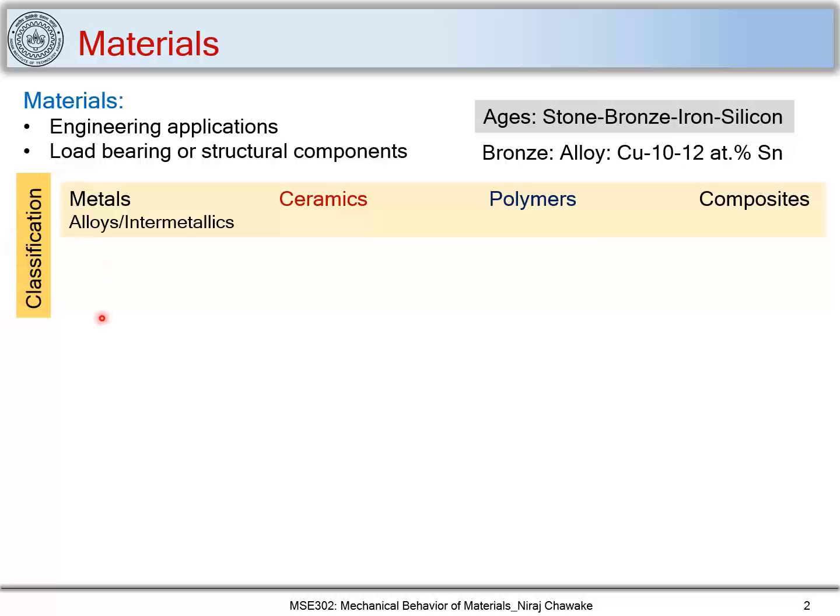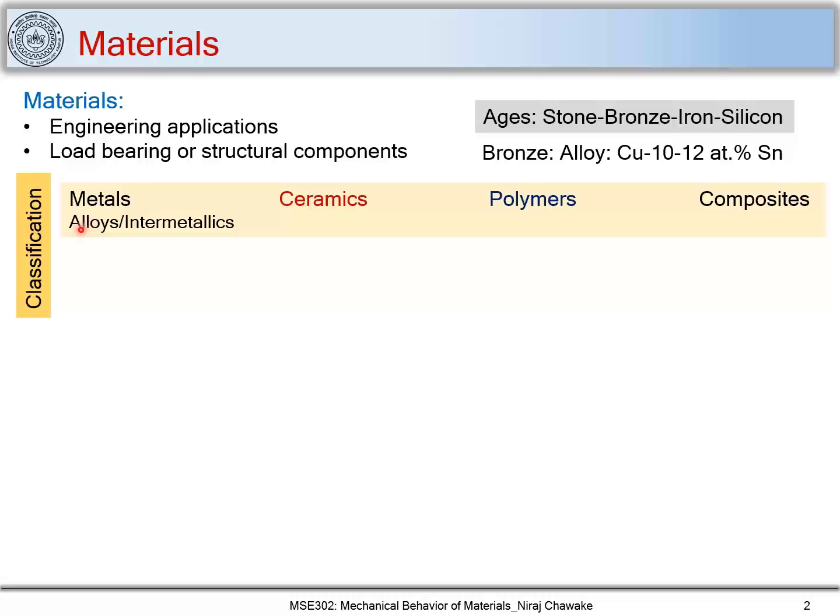The materials are classified into three major categories, that is metals, ceramics, and polymers. The composite is nothing but a combination of metals, ceramics, and polymers. In metals, I have included alloys or intermetallics.